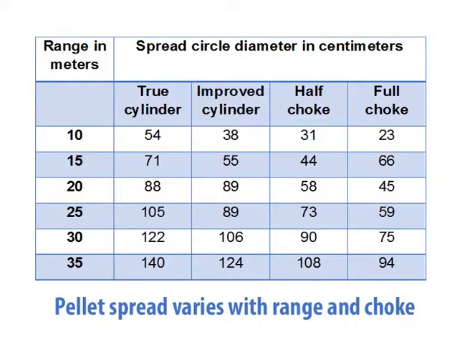For a 30 meters range, the circle diameter will be 122 centimeters for a true cylinder, 106 centimeters for improved cylinder, 90 centimeters for half choke and 75 centimeters for a full choke. Lastly, for a range of 35 meters, the spread circle diameter for a true cylinder will be 140 centimeters, for an improved cylinder 124 centimeters, for half choke 108 centimeters and for full choke 94 centimeters.